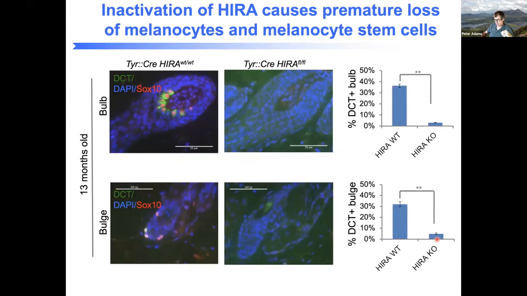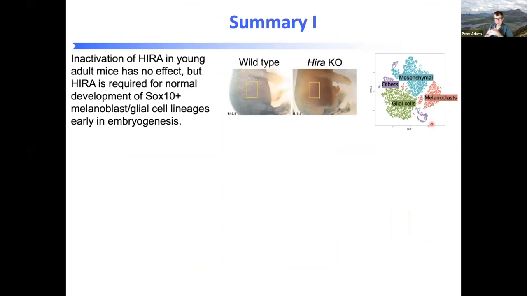So we think this underlies the premature hair graying phenotype that I've shown you, and that is that with age, these HIRA knockout melanocyte stem cells become exhausted and depleted, leading to a decrease in the number of mature melanocytes. So I'm just going to summarize what I've shown you, and then present the model.